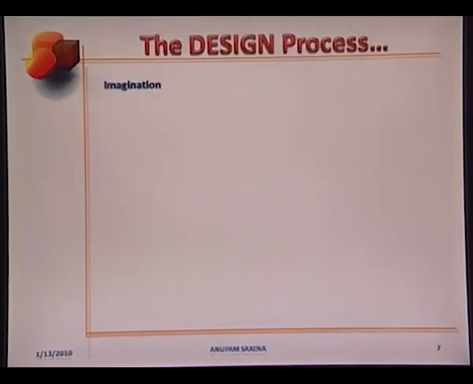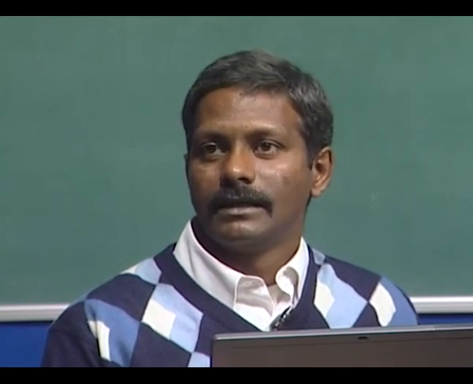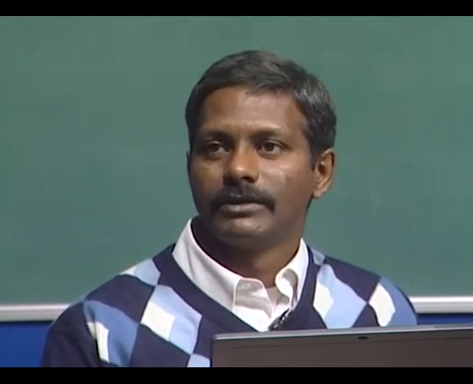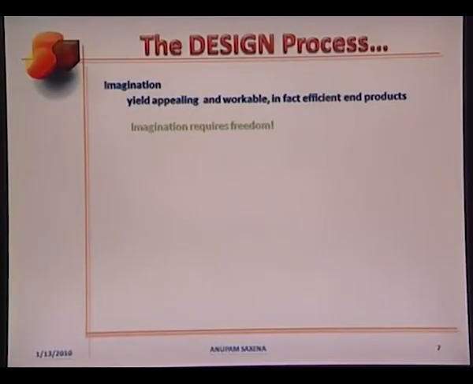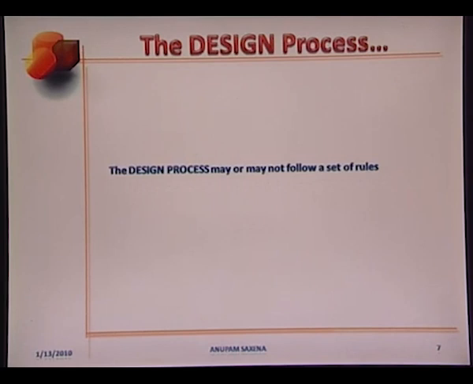Our design process should involve imagination and should yield appealing and workable, rather efficient design. Appealing here has implications in terms of economics, aesthetics, and ergonomics. Economics means that the product should be affordable. Aesthetic implies that the product should be pleasing to the eye, and ergonomics means that a human should be comfortable using it. Imagination requires freedom, and constrained minds cannot think. A design process may or may not follow a set of rules.